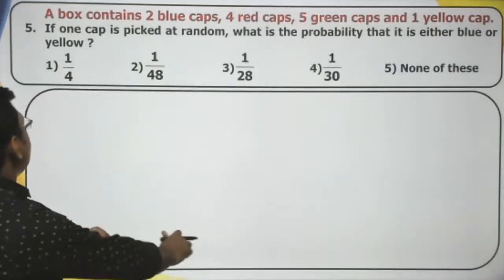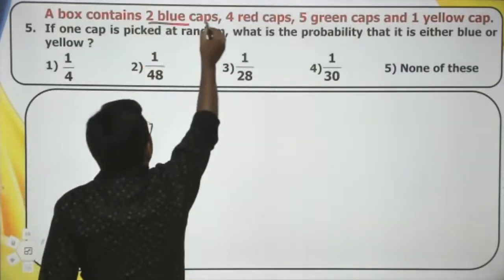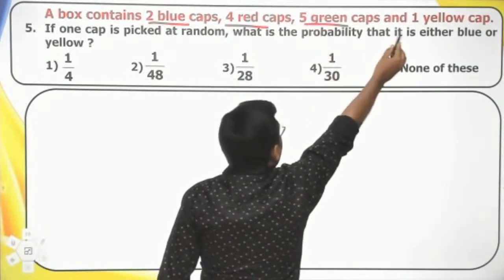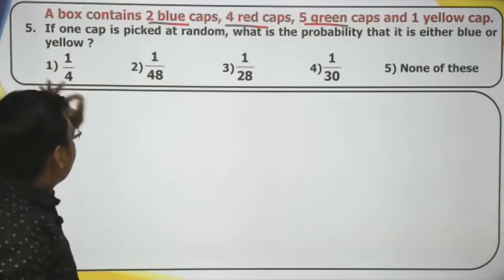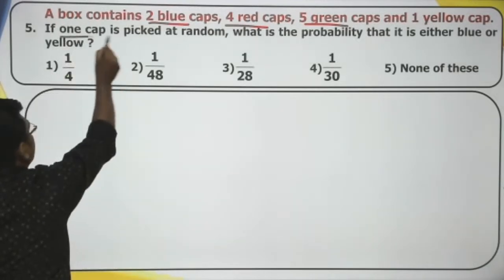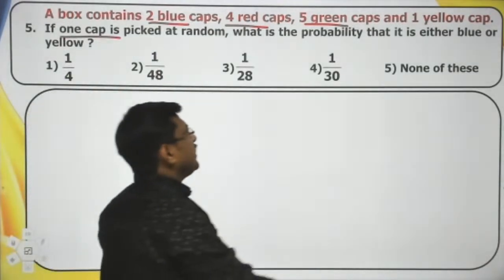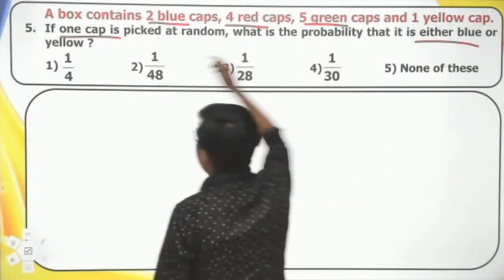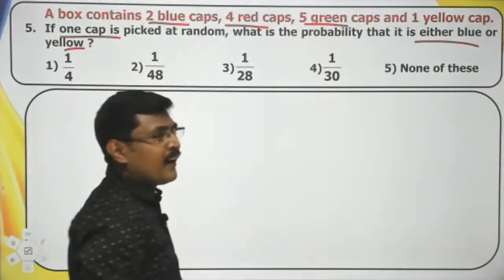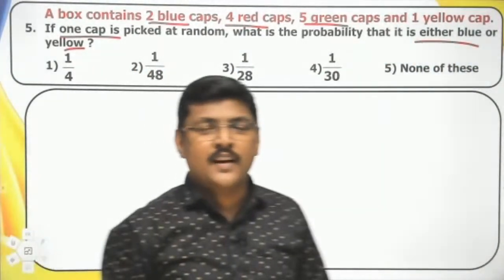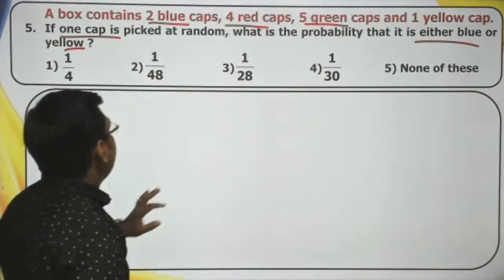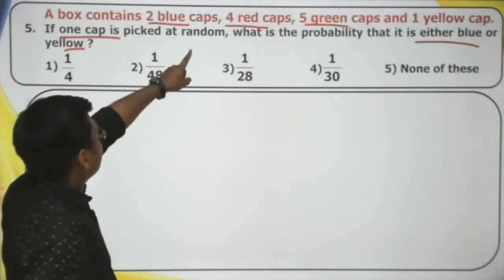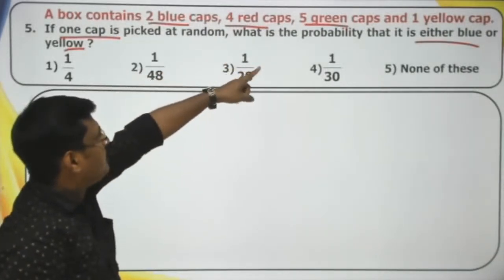Listen, a box contains 2 blue, 4 red, 5 green and 1 yellow. If one cap is picked at random, we are selecting only one cap. What is the probability that it is either blue or yellow? So blue or yellow: in probability, if you have an or condition, you need to put a plus sign. You should remember that, right? So here the total, we know, is 2 plus 4, 6 plus 5, 11 plus 1, 12.